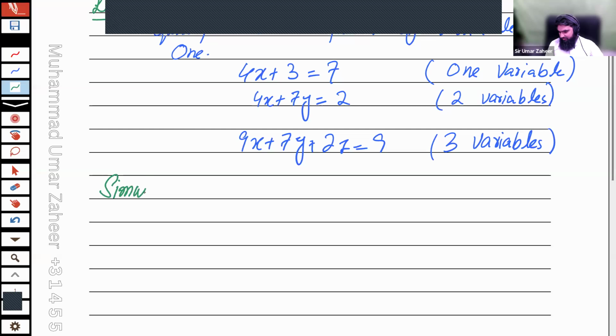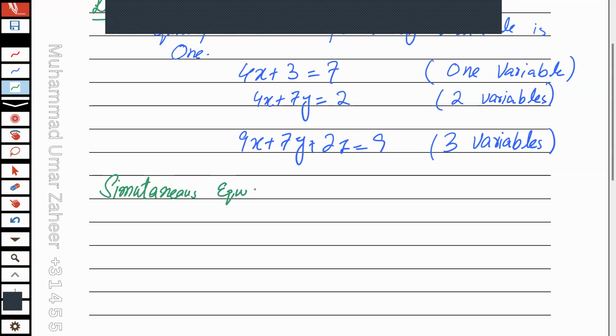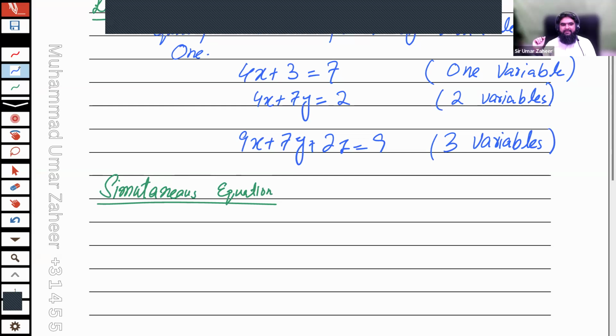Anyone having an idea what it means by simultaneous? In simultaneous equations, we have two variables and two equations. All right, that's correct. Any other one? It's two sets of equations that have the same variables, and you try to find the values of those variables that satisfy all of the equations.